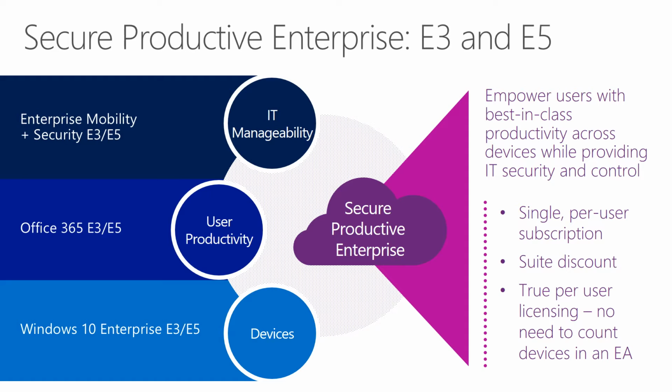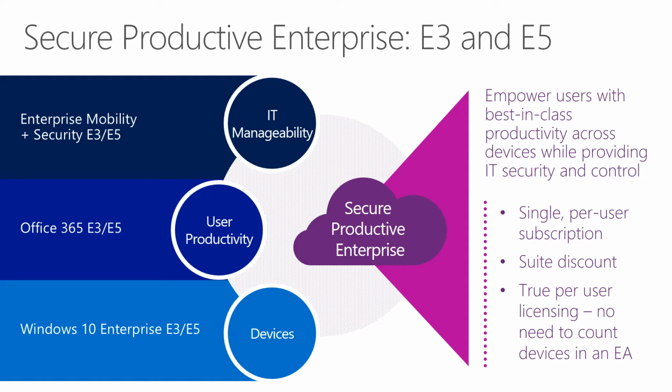And what's equally important is that the IT department has the tools in EMS to manage the devices and make sure that there's the necessary infrastructure in place to keep the corporate data and applications secure. Now you can see that there are 2 flavours of SPE, E3 and E5, and it will come as no surprise, I'm sure, that if you buy SPE E3, then you get the E3 versions of the different components, and if you buy SPE E5, then you get the E5 versions.